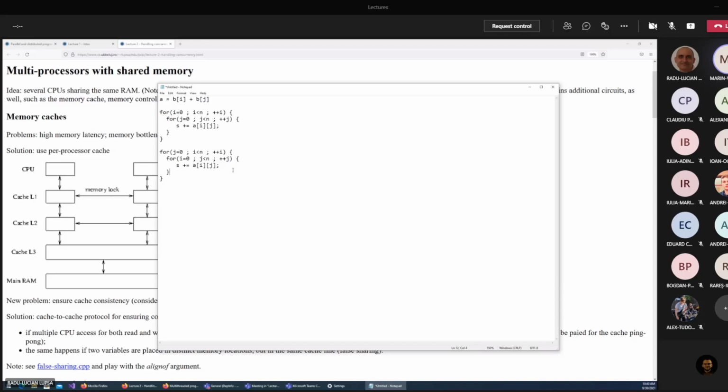So, of course, this assumes that the representation of the array is row by row. So this means by incrementing j, I go to the element at the next address. By incrementing i, I go a lot farther away. And this means that this essentially parses consecutive cells in the memory, while this one jumps.